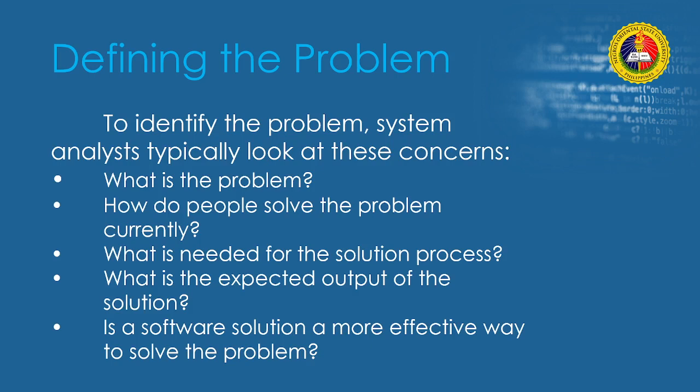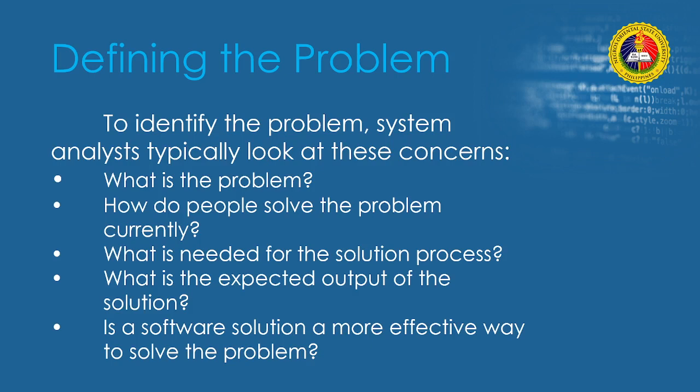So let's talk about Lucky 99. The problem is they are doing everything, like the cashiering, the point of sale and the inventory, manually. So the problem it causes is that it will take a lot of time and a lot of effort just to do the job. So that's a problem. So how do people solve the problem currently? In Lucky 99 right now, they are doing it manually. To solve the problem, to make their work faster, they have to speed up the work, right?